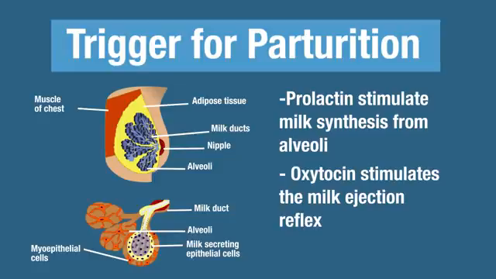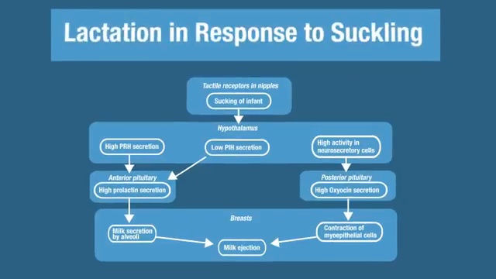But then you've got to get the milk out of the lumen of the alveoli and ejected. So oxytocin stimulates the milk ejection reflex by stimulating myoepithelial cells. Myo is muscle, so these are epithelial cells associated with muscle, so that can cause ejection of the milk. Let's take a closer look.